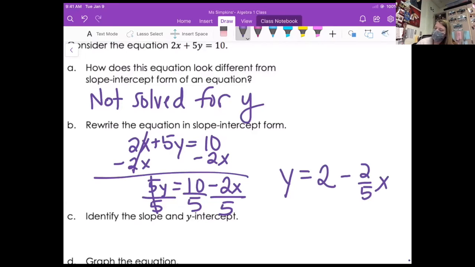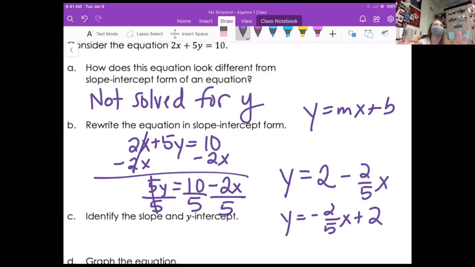Now, is that in y equals mx plus b form? Kind of. Almost. What would make me super happy is if you wrote it like this. So all I did was I switched those two terms. Technically, this is the correct form. I'm not going to be mad at that, but I just like it being in the proper form better. So I would go ahead and switch those two terms if possible.